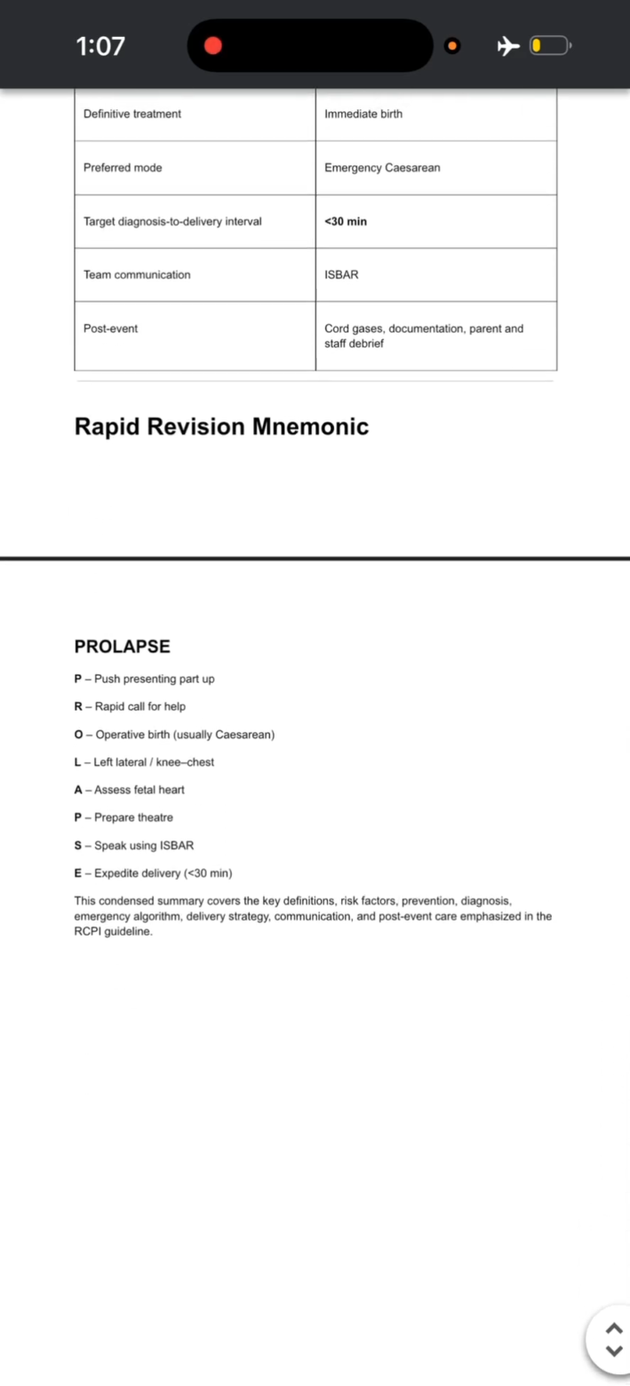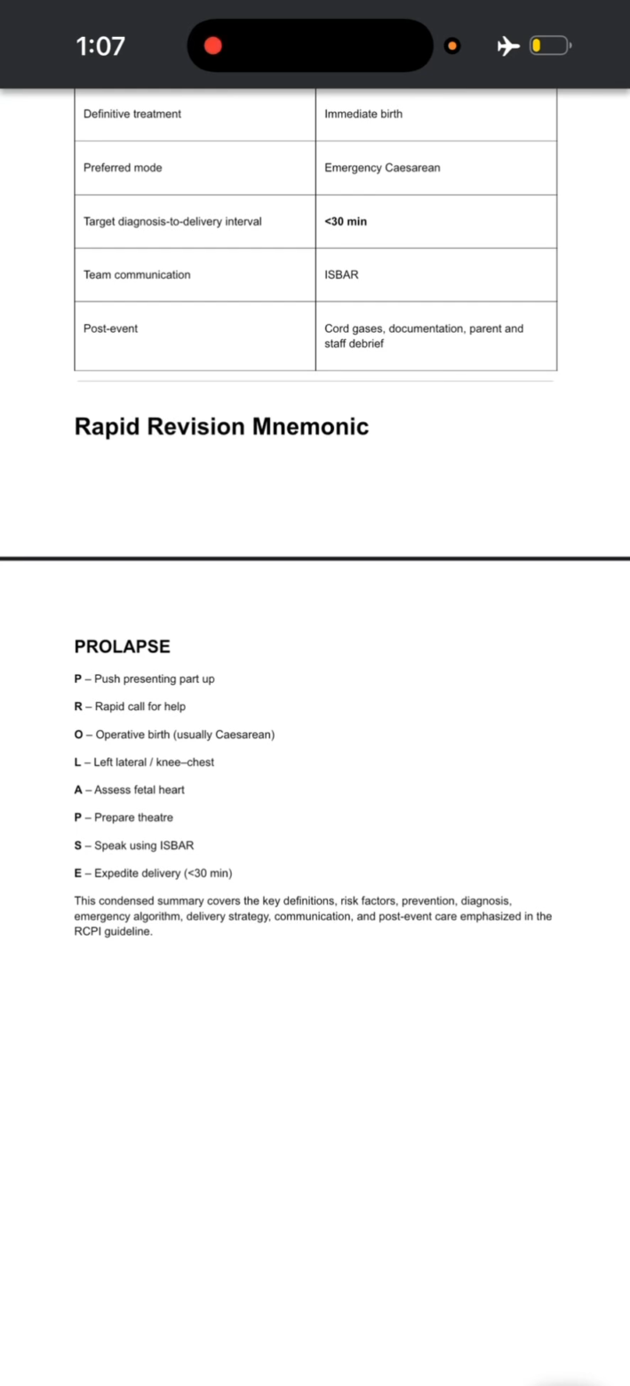Prolapse means push the presenting part up. R is rapid call for help. O is operative birth, usually cesarean section. L is for left lateral or knee chest position. A is assessment of fetal heart. P is for preparing the theater. And S is speaking using SBAR. And E is expediting delivery within less than 30 minutes.